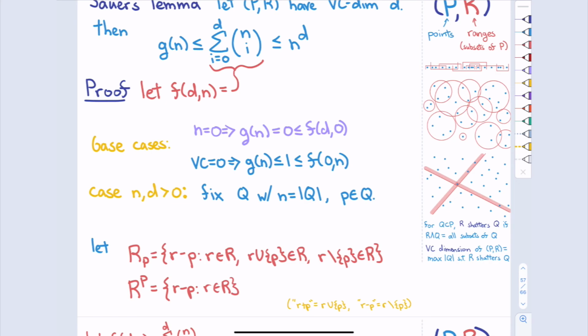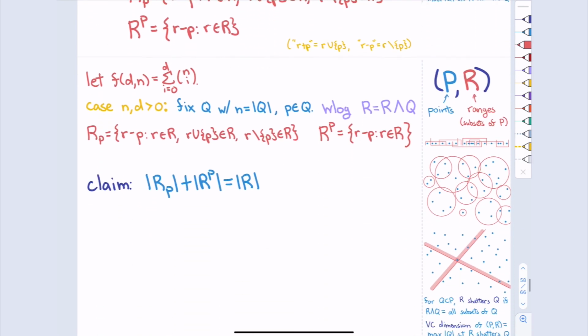If we were doing disks in a plane and this was my point P, I'm only looking at disks that contain P and don't contain P, right? There are matching pairs. One disk contains those 2 points plus P, the other disk contains just those 2 points without P. So all these are matching pairs of ranges.